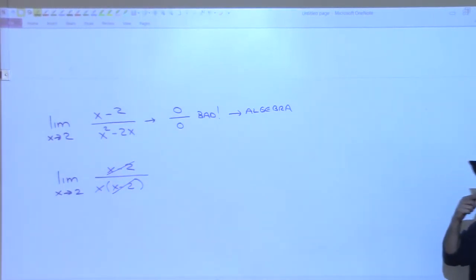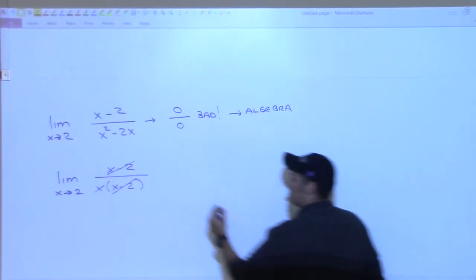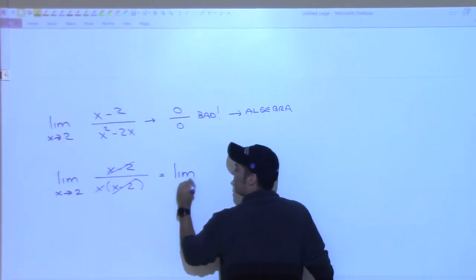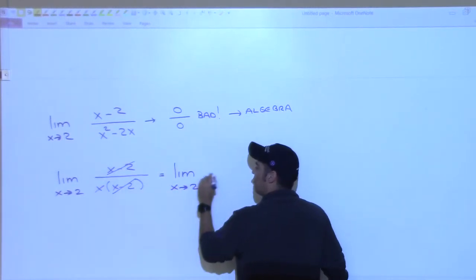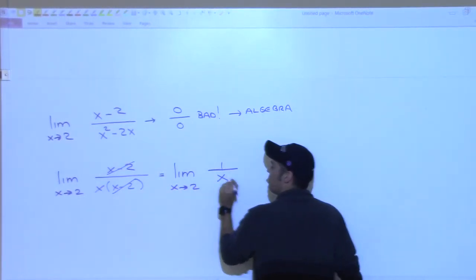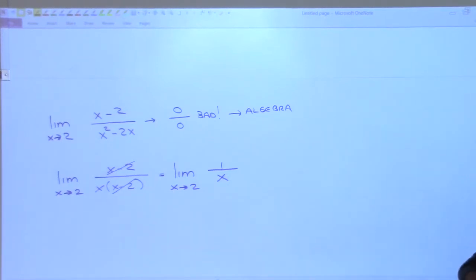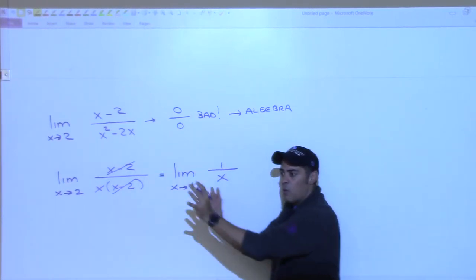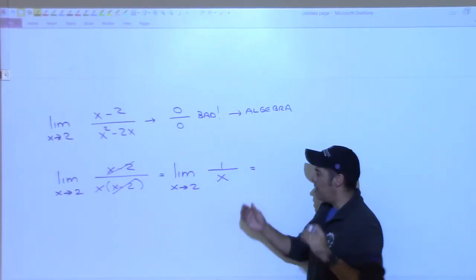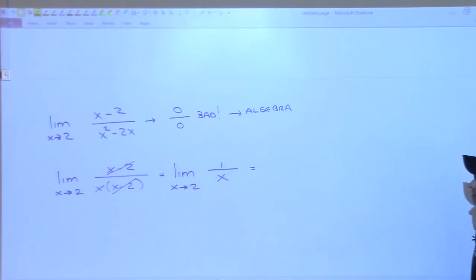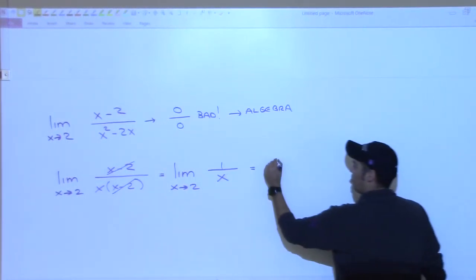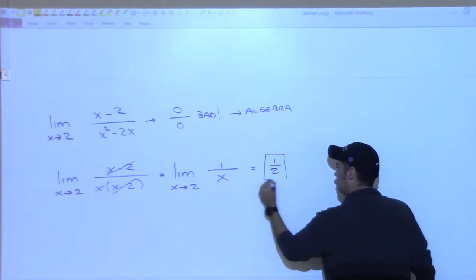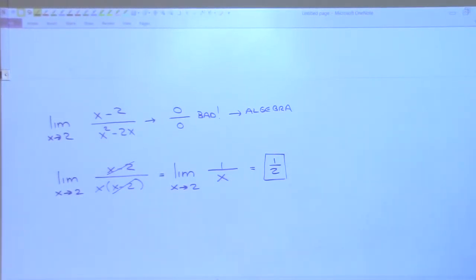What's still up on top? We still have a 1, right? Notice how when I'm writing this, I keep writing limit. And it isn't until the very last step that I stop writing the limit. I stop writing the limit at the step that I actually let x go to 2. So here at this step, I'm now going to let x go to 2, and this thing's going to head towards 1/2. And we're done. Does that seem okay to you so far?